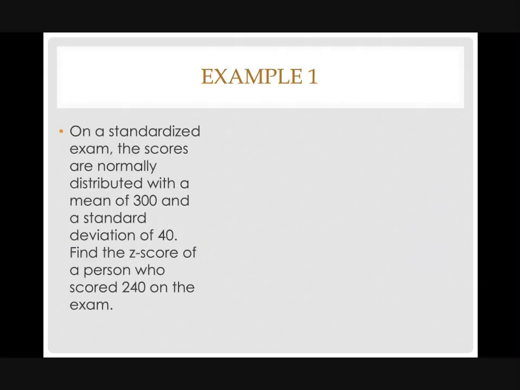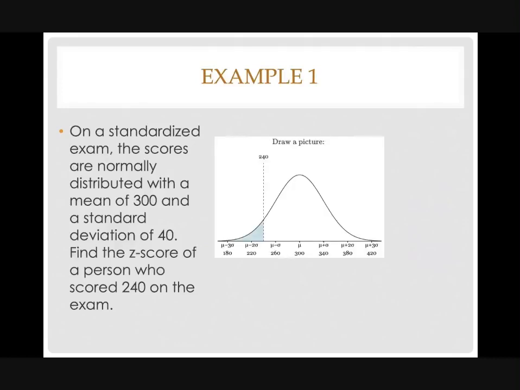On a standardized exam, the scores are normally distributed with a mean of 300 and a standard deviation of 40. Find the z-score of a person who scored 240 on the exam. So here you may even want to sketch a picture. It's up to you, in order to get a sense. So 240, we know, will fall below the mean, so your deviation is going to be negative. So we plug in 240 minus 300 divided by 40, and we get negative 1.5.